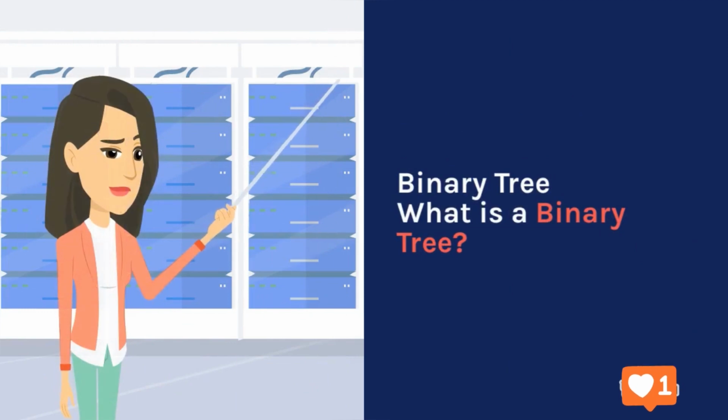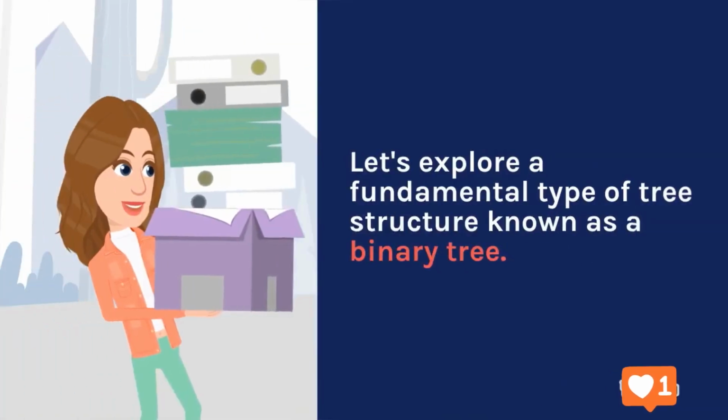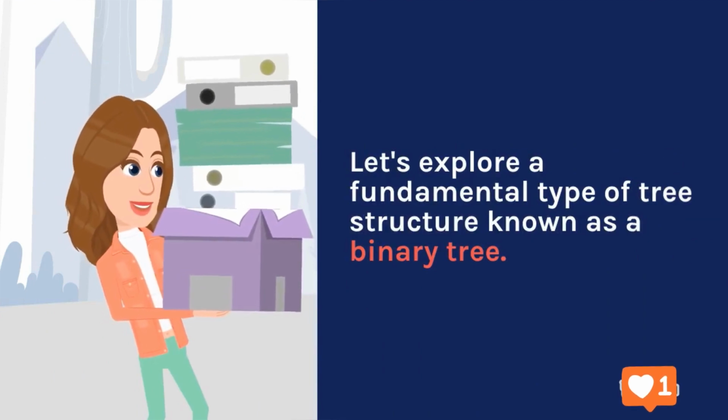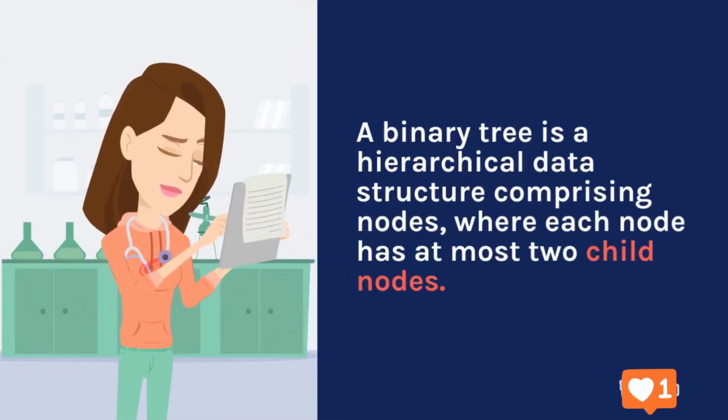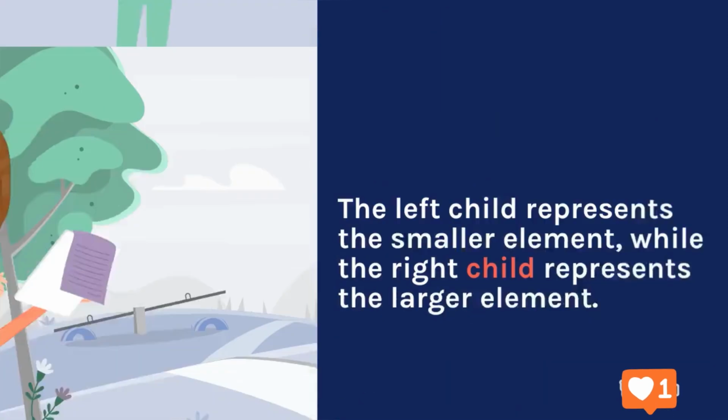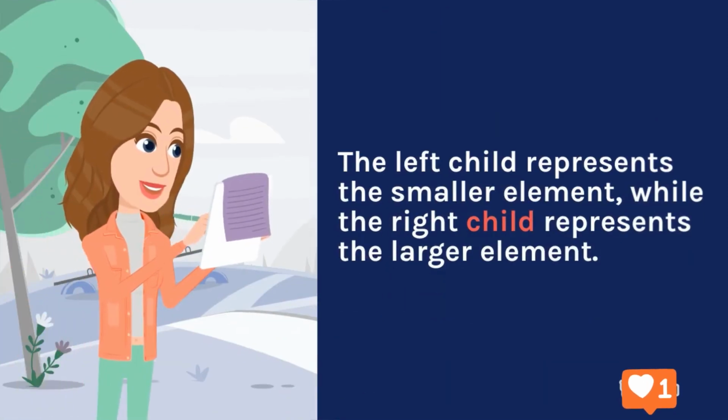Binary tree. What is a binary tree? Let's explore a fundamental type of tree structure known as a binary tree. A binary tree is a hierarchical data structure comprising nodes, where each node has at most two child nodes. The left child represents the smaller element, while the right child represents the larger element.